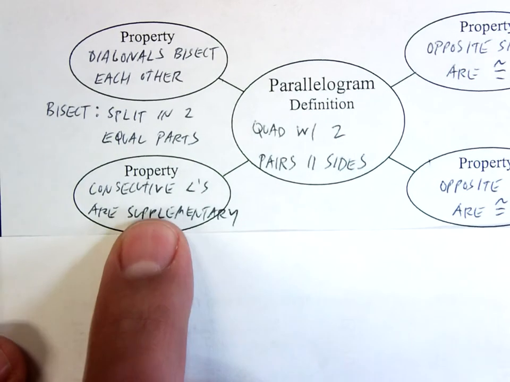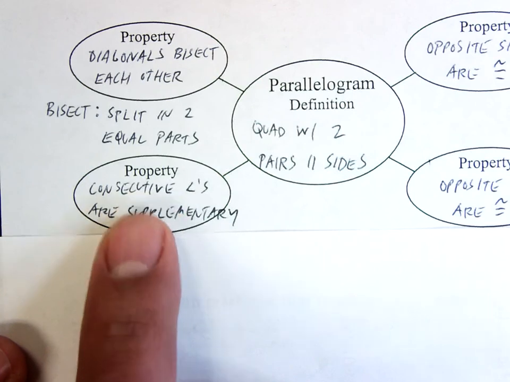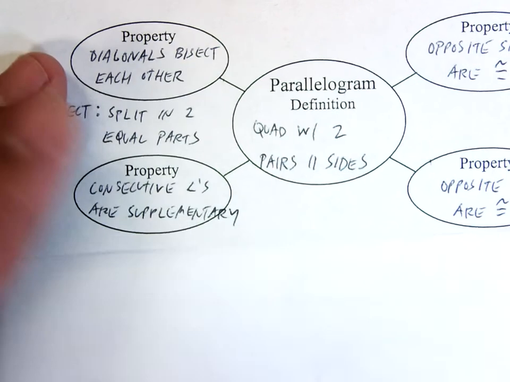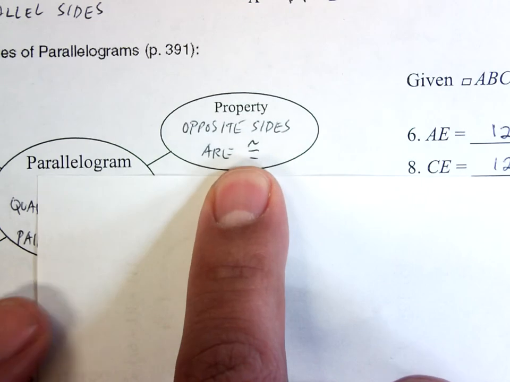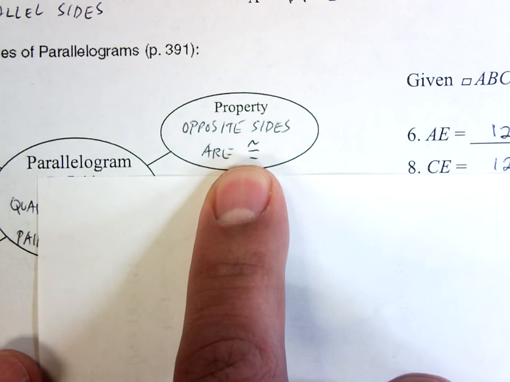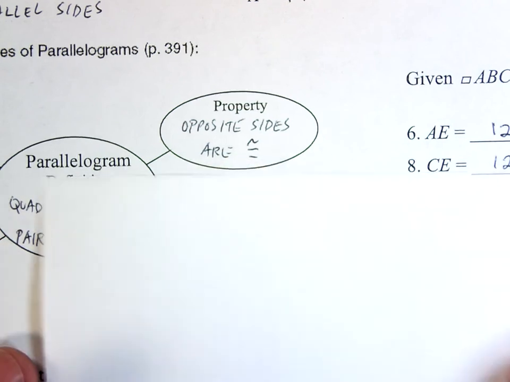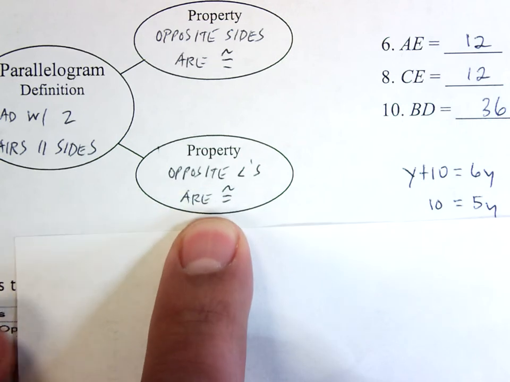Second thing, consecutive angles. Consecutive means next to each other, like they're in a row. Consecutive angles are supplementary. You have to remember that. Opposite sides are congruent. You have to remember that about a parallelogram. The opposite sides, the sides that are opposite one another, are congruent to each other. And the last thing we're going to have to remember is that opposite angles are congruent to each other.